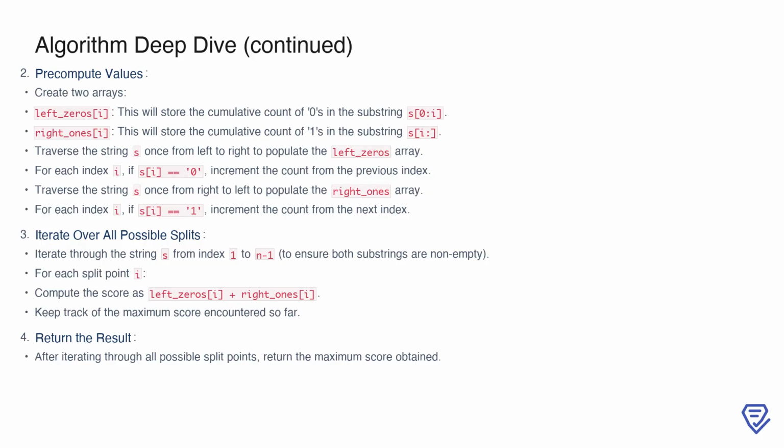Once these arrays are built, we iterate through all valid split points from index 1 to n-1 to calculate the score at each split. The score for a split point i is simply the sum of left_zeros[i] and right_ones[i]. Throughout this process, we track the maximum score encountered using a variable. After evaluating all split points, we return this maximum score.